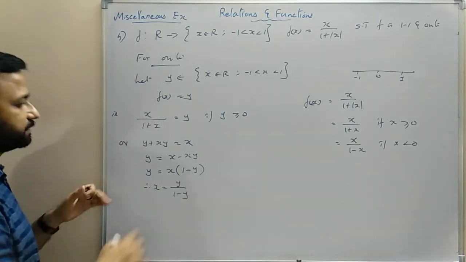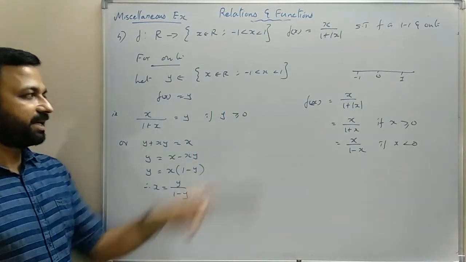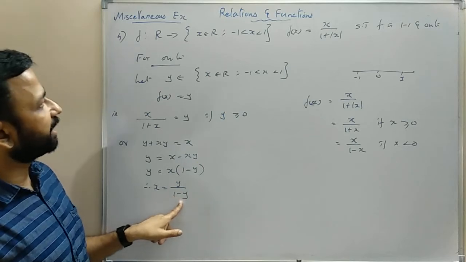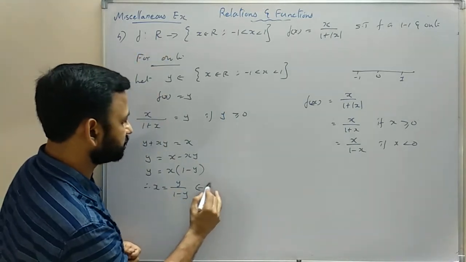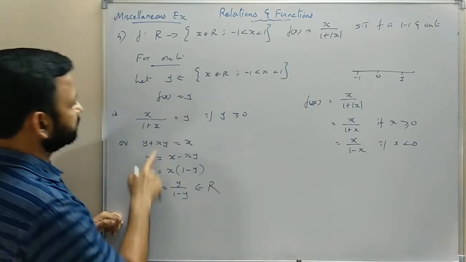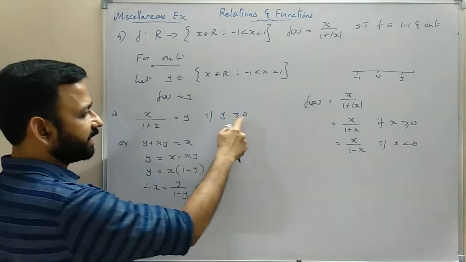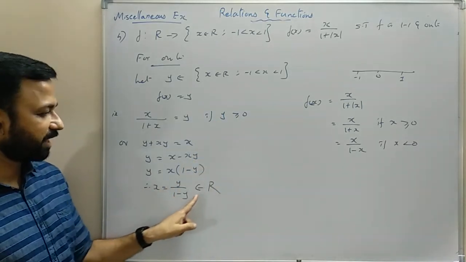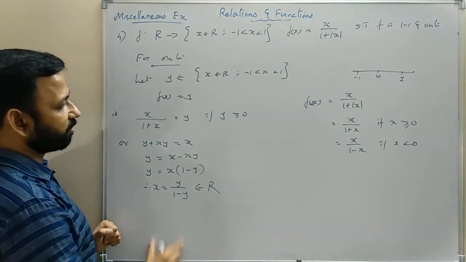So if y greater than or equal to 0, then y upon 1 minus y is a real number, belongs to domain, belongs to R. So corresponding to every y greater than or equal to 0, there is an x is equal to y upon 1 minus y belongs to R domain. Therefore we can say that f is onto here.